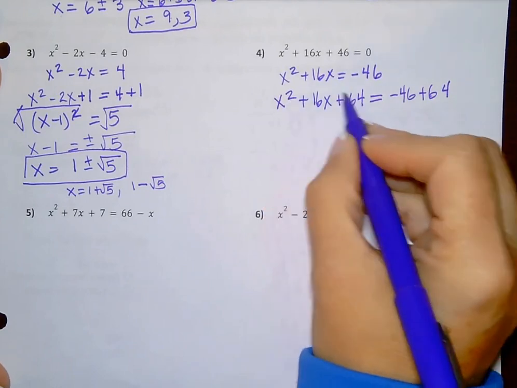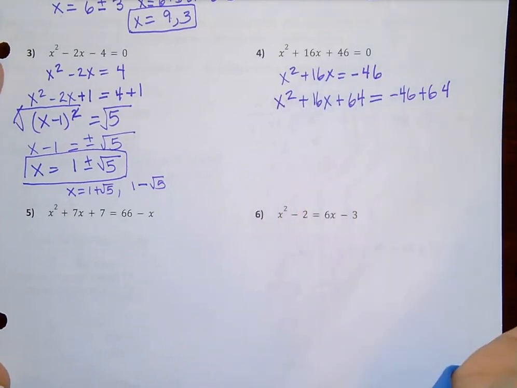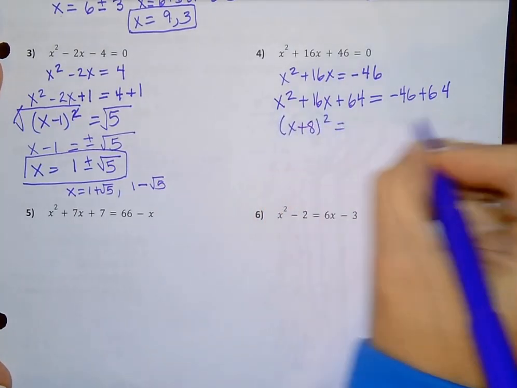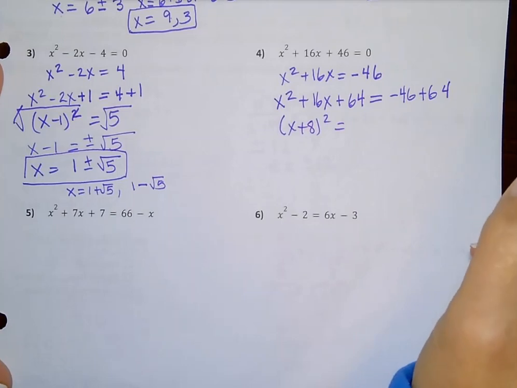Again, all I did was make myself my very own perfect square trinomial so that I can factor it. I know that's x plus 8, all squared, and now I know that it equals 64 minus 46, which is 18.